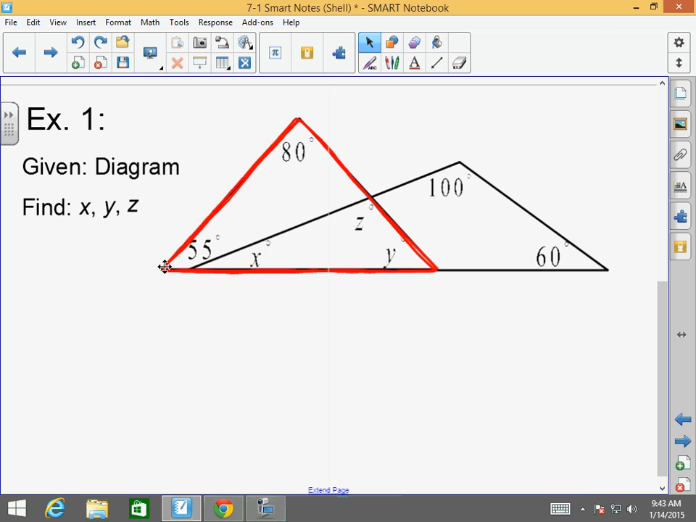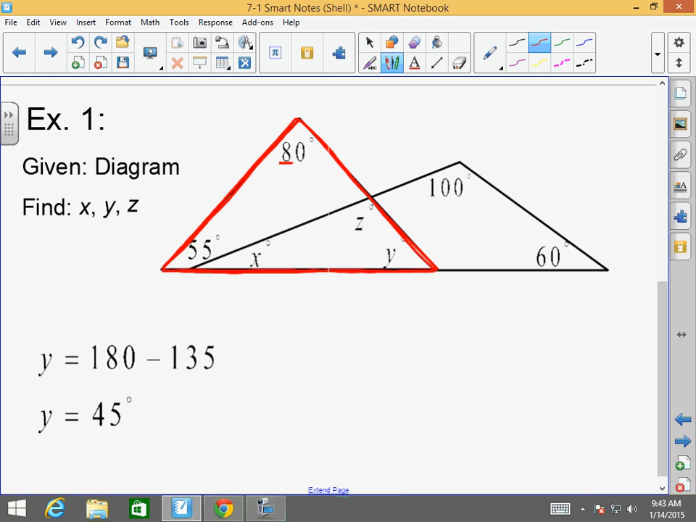Right, subtract it from 180. So what you would do is y is 180 minus 85 plus 55, so minus 135. So y would be 45 degrees. Does that make sense, gentlemen? What theorem are we using here? The triangle sum theorem. Every single triangle has an interior sum of 180.